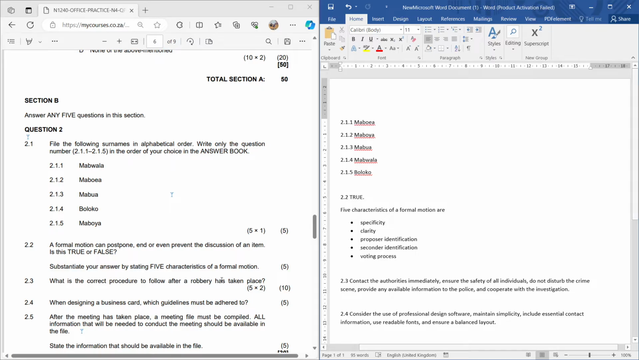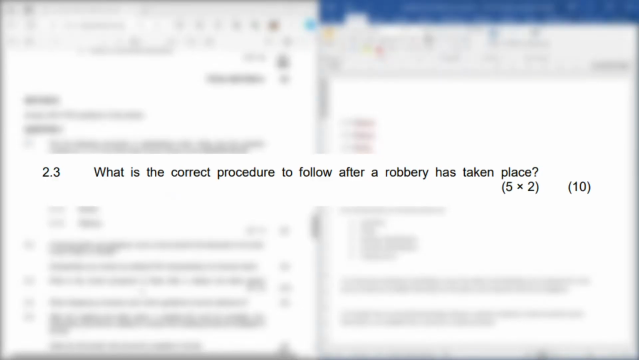Let's move on to the next question, which is asking us, what is the correct procedure to follow after a robbery has taken place?